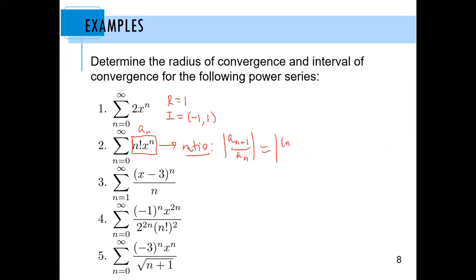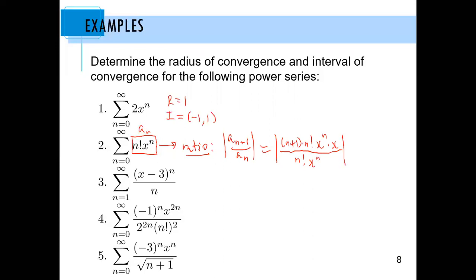You're already thinking ahead here. (n+1) times n factorial is basically (n+1) factorial. And what about the x? x to the n+1. Maybe I should write that as x to the n times x, right? That's x to the n+1. And I'm dividing this by n factorial times x to the n, and all of this is an absolute value, yeah?